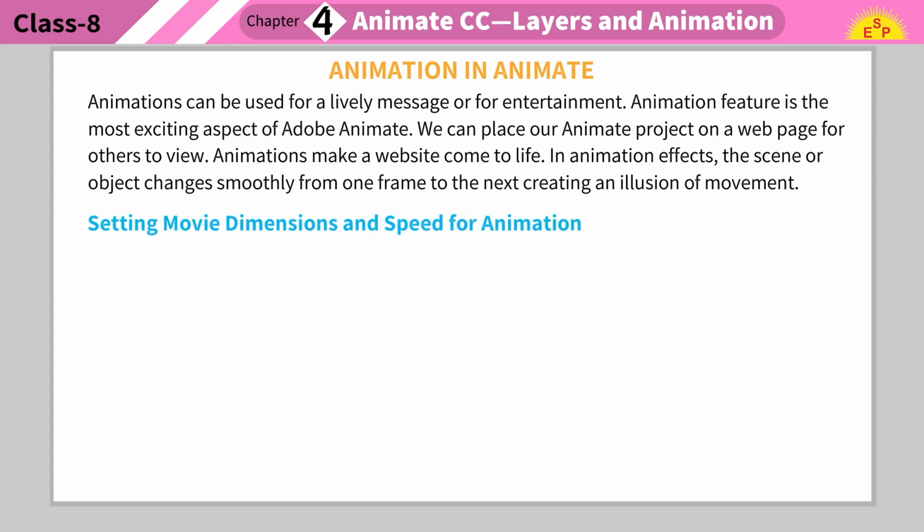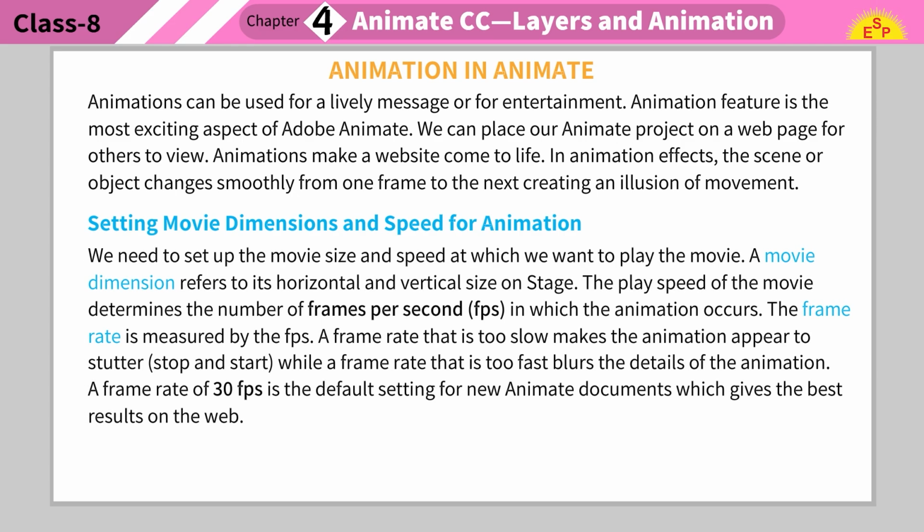Setting movie dimensions and speed for animation. We need to set up the movie size and the speed at which we want to play the movie. A movie's dimensions refer to its horizontal and vertical size on the stage. The play speed of the movie determines the number of frames per second (FPS) in which the animation occurs. The frame rate is measured in FPS.